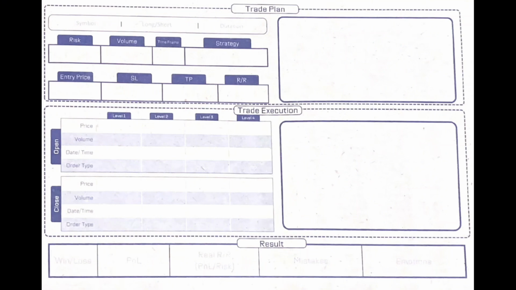Emotions and mistakes, a space to reflect on how you felt during the trade and the mistakes you made, if any. Monthly summary. This page is designed for traders to reflect on their performance at the end of each month. End of the month summary. Here you record the number of trades, win rate, return, reward to risk ratio, drawdown, and maximum risk.